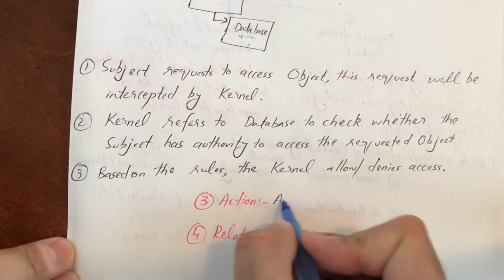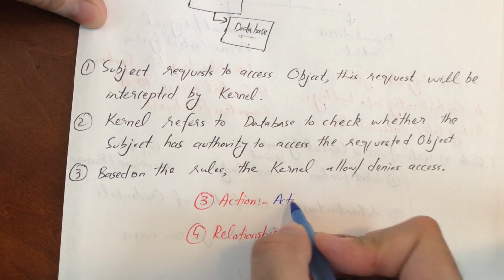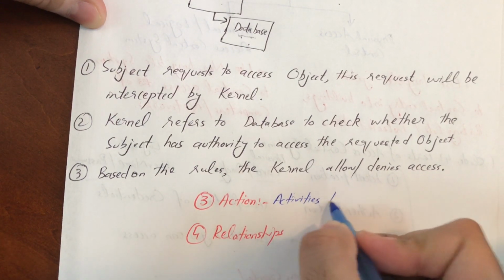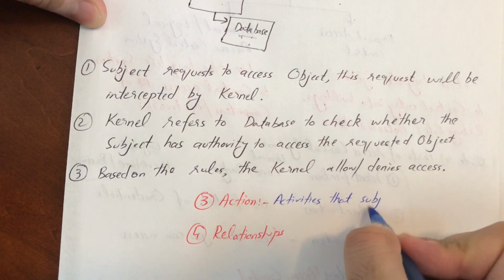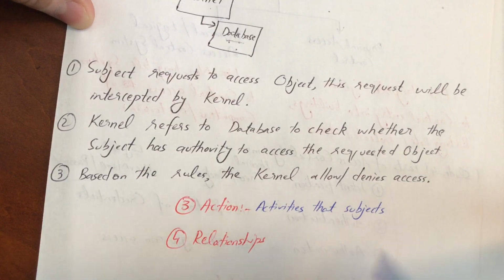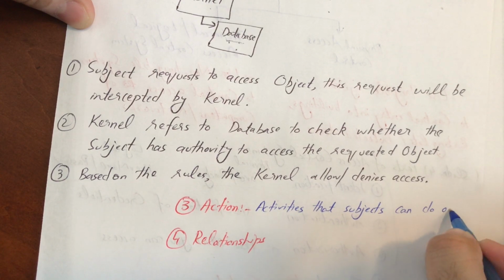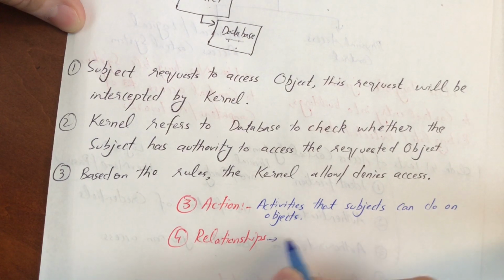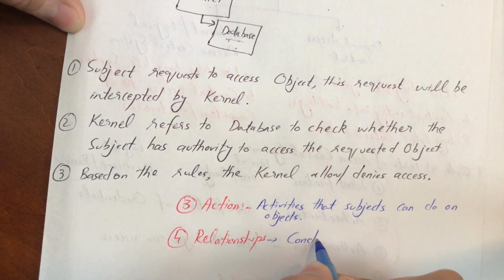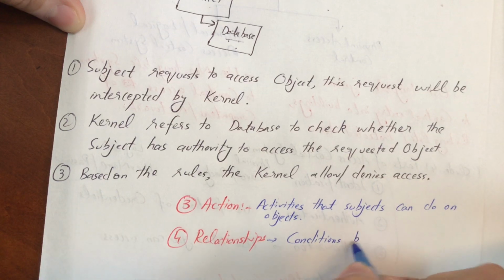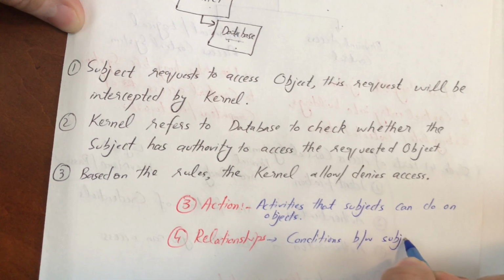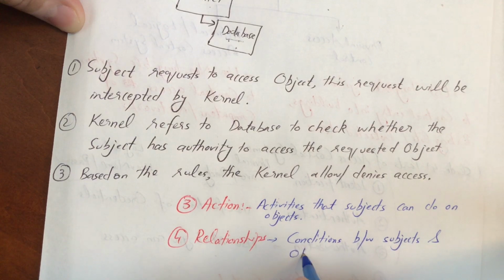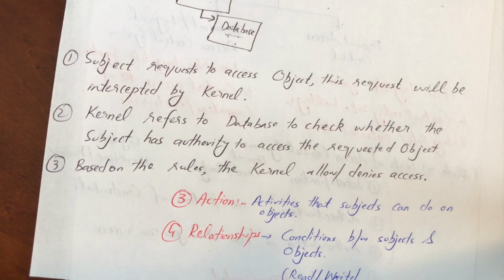Action is basically the activities that subjects, meaning users, can do on objects. While relationship is basically some optional conditions between subjects and objects, like which subject can read, which subject can write, which subject can execute, and all that.